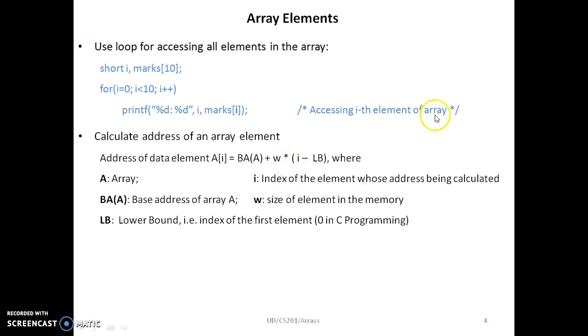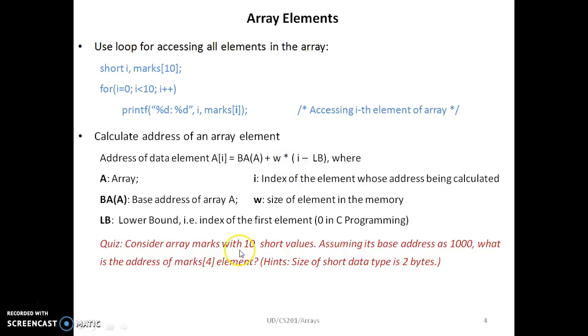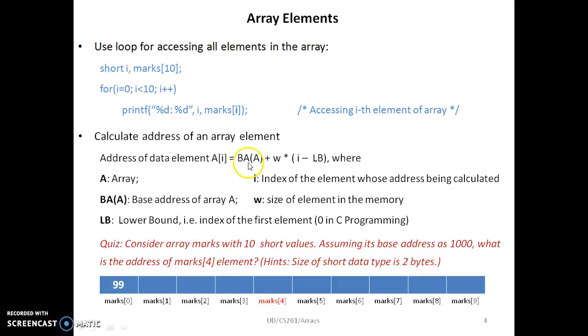So with that, let's solve this quiz. Let's pause and come back with the answer as soon as possible. Well, you have to replace the base address with 1000, W with 2, and i with 4. So the memory address for the marks[4] element is going to be 1008.